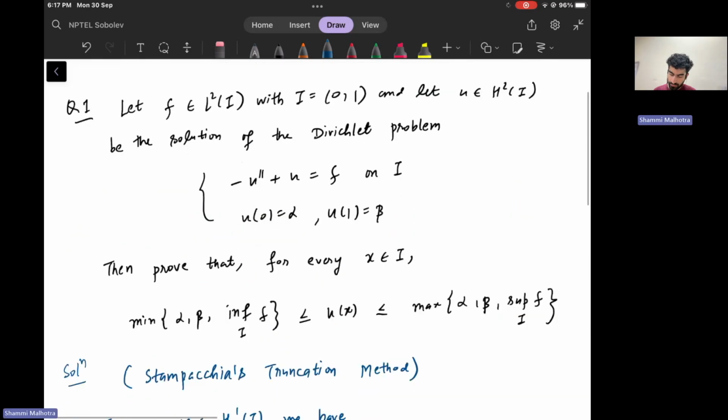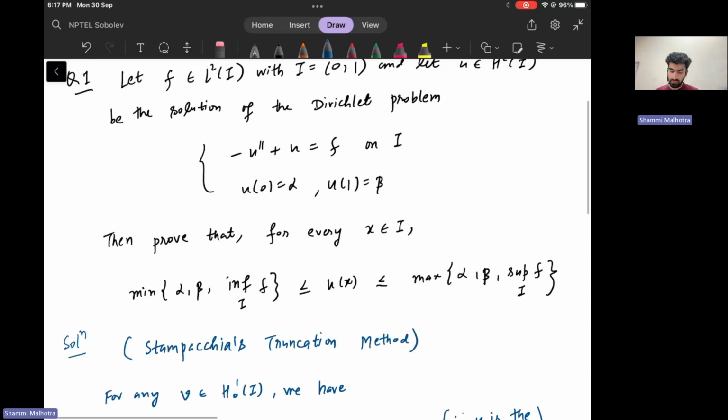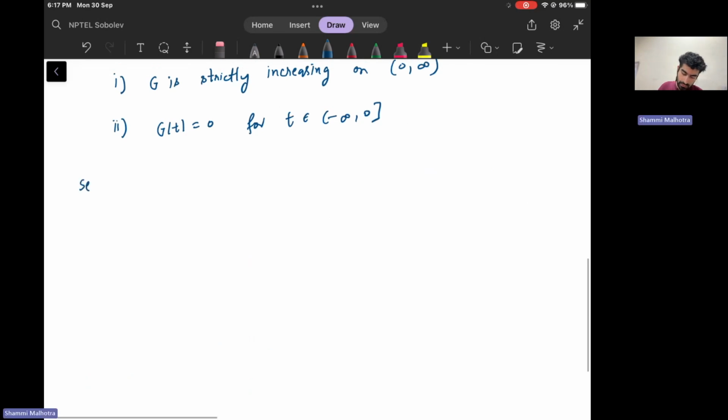Since we are also taking the supremum of f and the infimum of f to be finite quantities, we are assuming them to be finite. Otherwise, the inequalities hold trivially. So set k to be the maximum of alpha, beta, and the supremum over I of f.